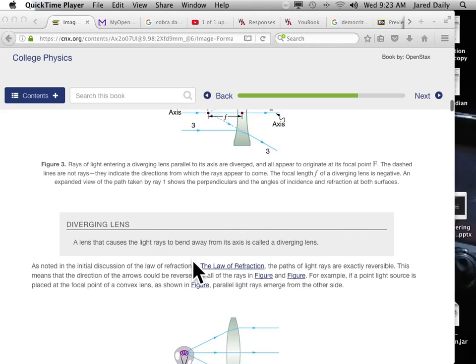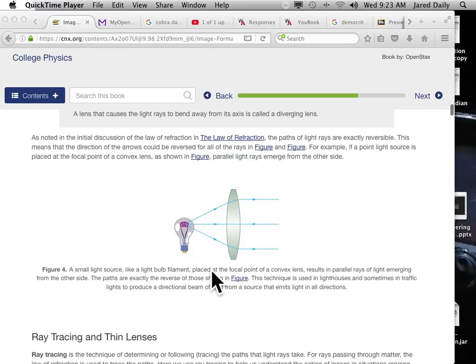So called a diverging lens or a negative lens. Usually we call them just negative lenses in physics and optometry and other places like this. They're just called positive, negative. Positive focuses, negative defocuses.